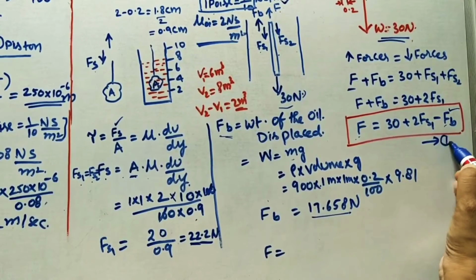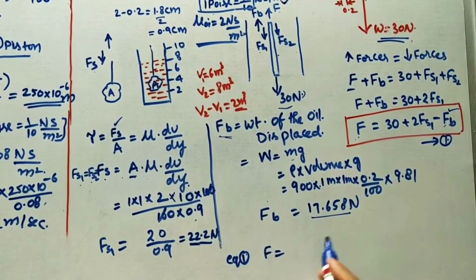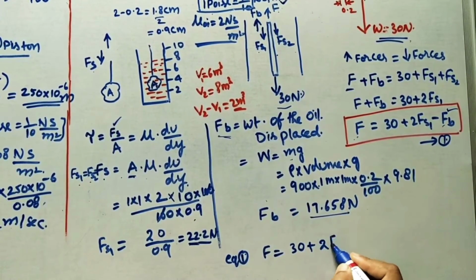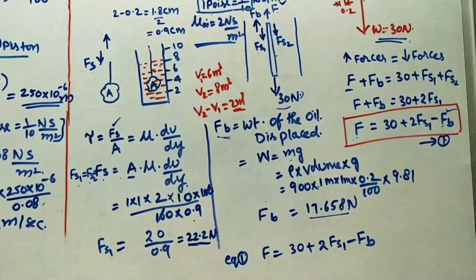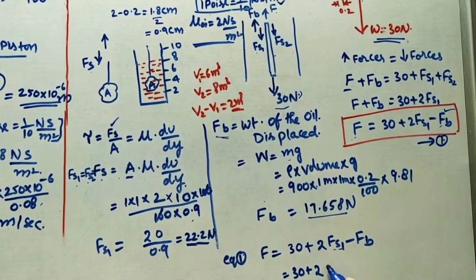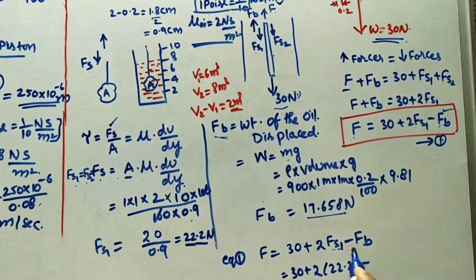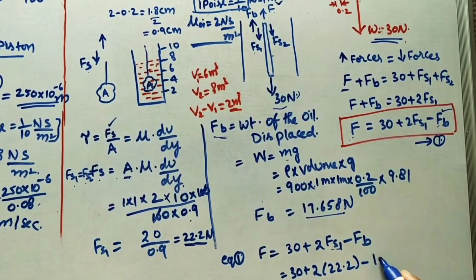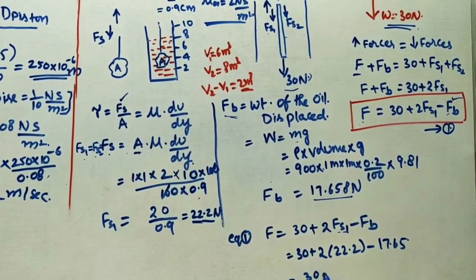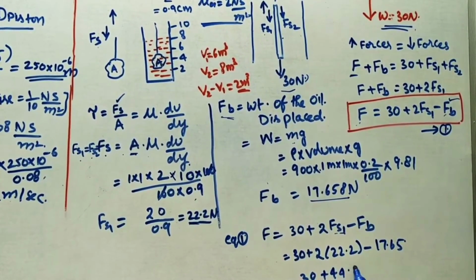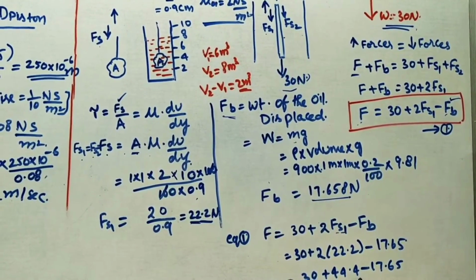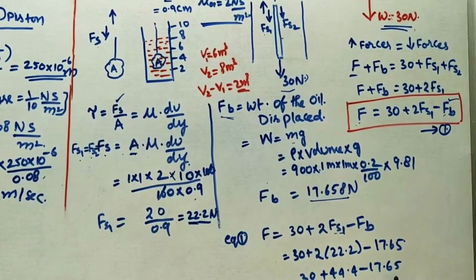So from this equation 1, F is equal to 30 plus... first write the equation, after that substitute the values. 30 plus 2 into what is the Fs1 value? 22.2 newtons, minus what is the buoyancy force? 17.65. Now do it with the calculator. 30 plus 44.4 minus 17.65. It is around 74.4 minus 17.65.